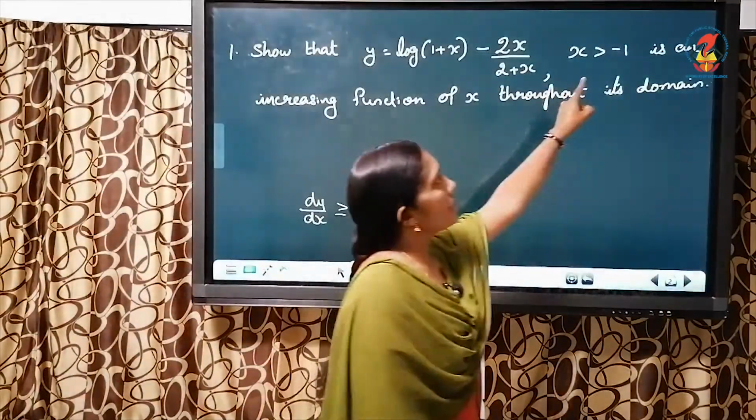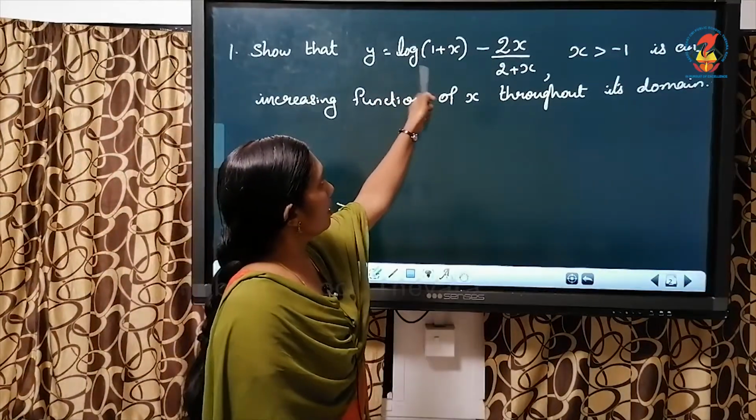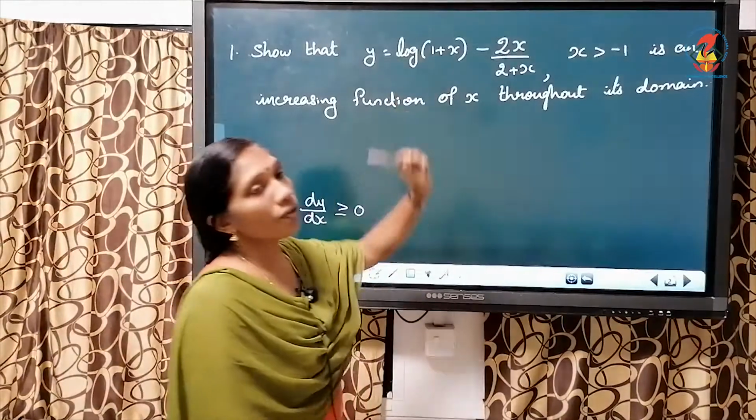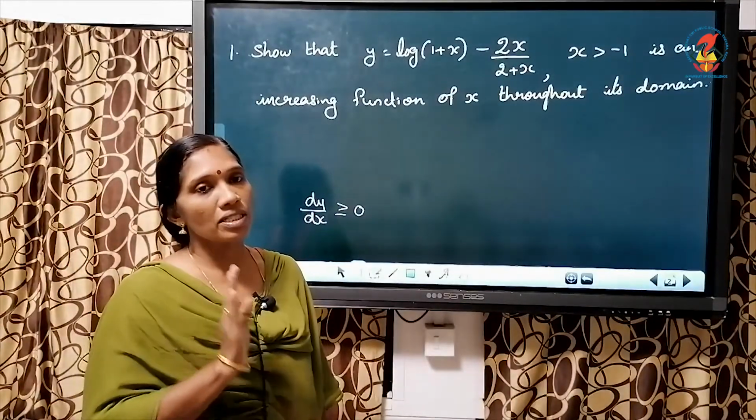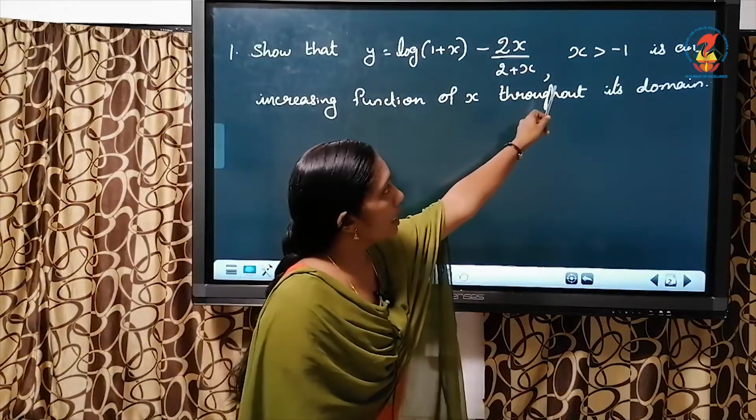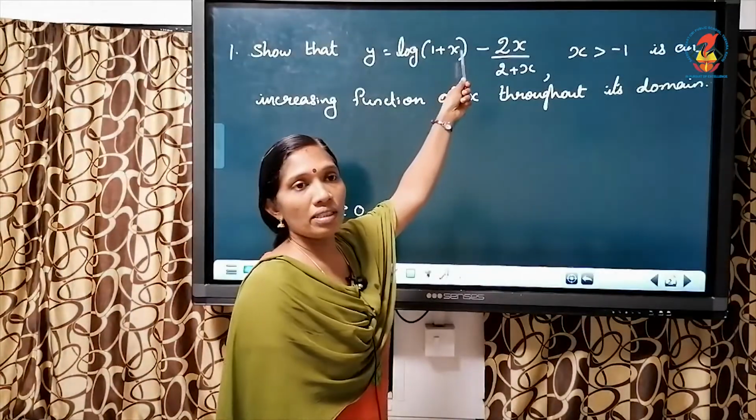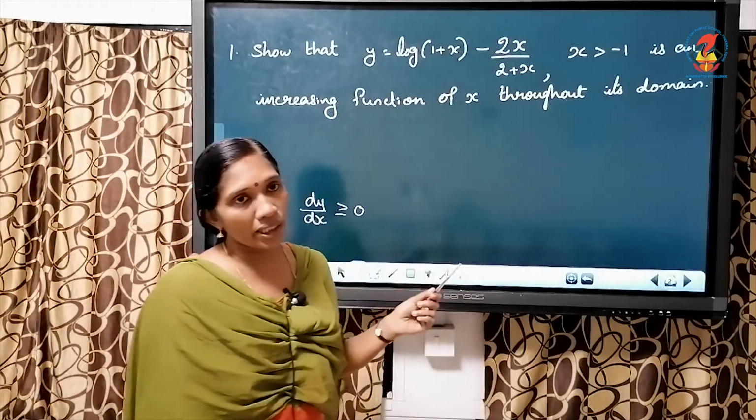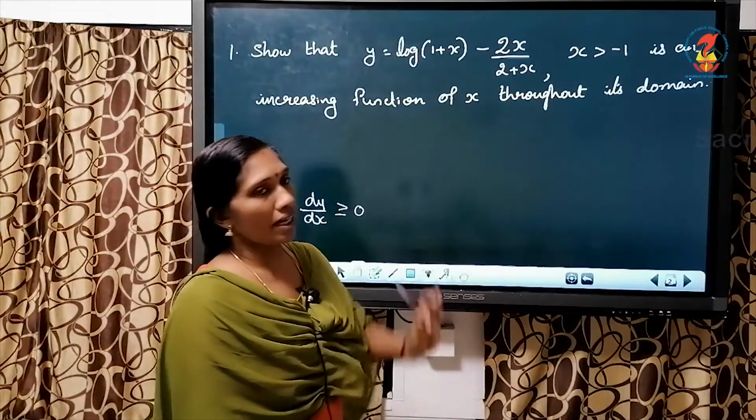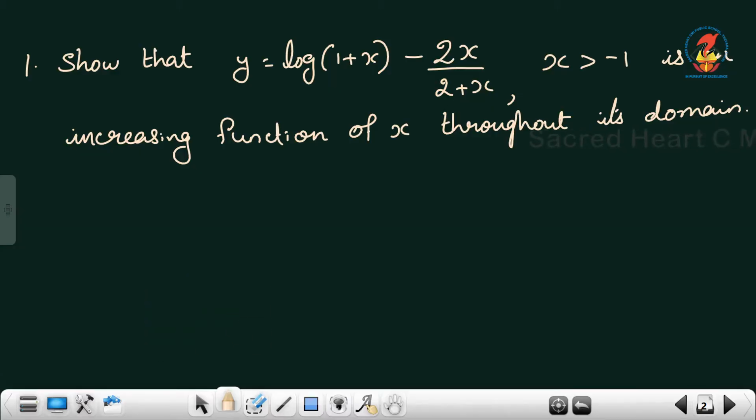Domain is given, x is greater than -1. Then look, the first function is log(1 + x). Log function is defined only for positive numbers. That's why the domain is x greater than -1. If x is -1, the value is log 0, which is not defined. So x greater than -1 is the domain of the function. Now we have to prove that this function is an increasing function.